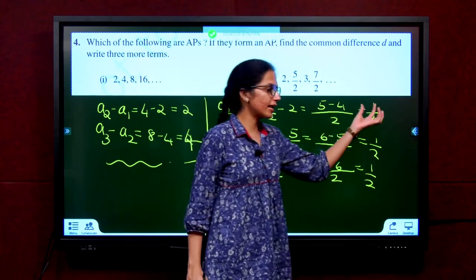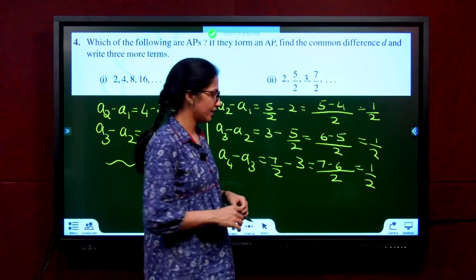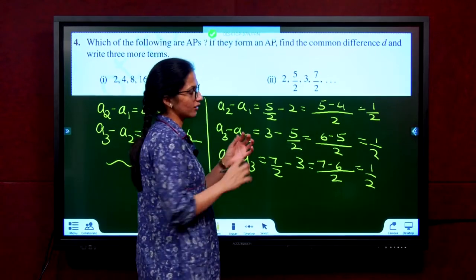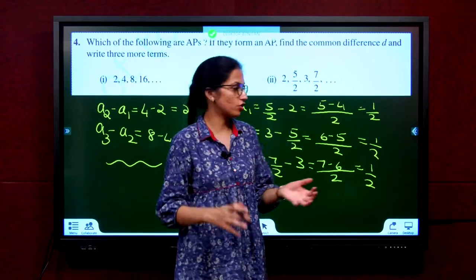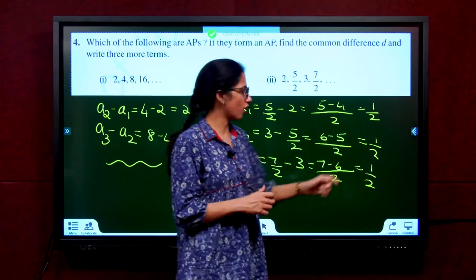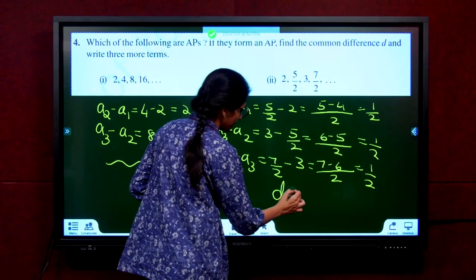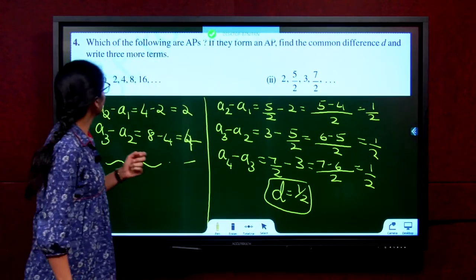In all the cases, I am getting the same common difference. Therefore, yes, it is an AP. You should not say same common difference, because common means same thing. So, in all the cases, I am getting the same difference. That is why the common difference is 1 by 2. So, now we found the common difference. What do you have to do next?